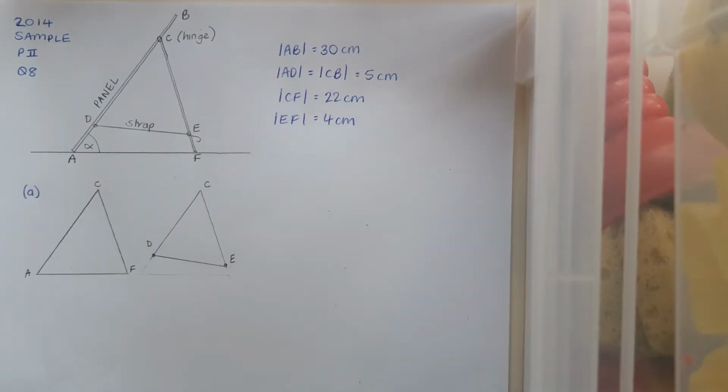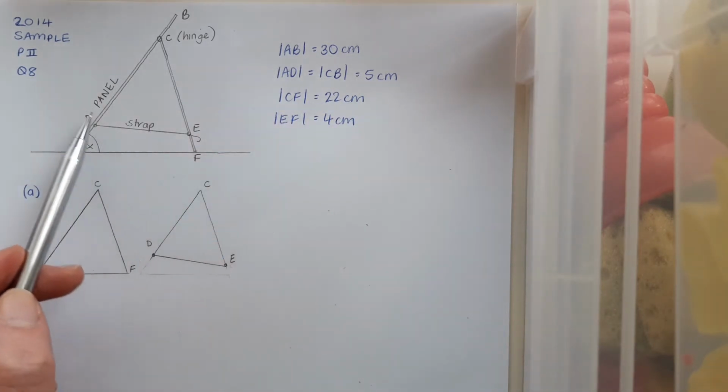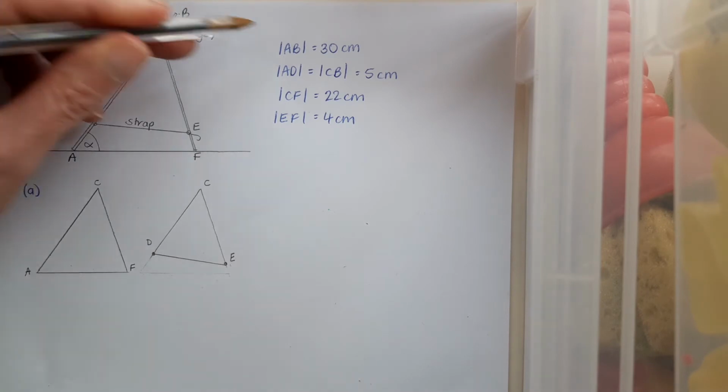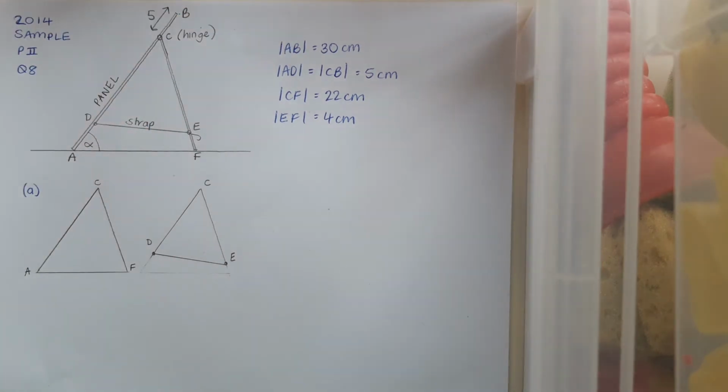So part A of the question is giving us two triangles, and it's saying based on this information that we're given in the question, what values can we fill into these two diagrams? So let's have a look. Looking at the original diagram, first of all, we can see that A, which is down here, up as far as B, is 30. But we're also told that CB is 5 centimeters. So if the full distance is 30, then the distance from C to A must be just 25.